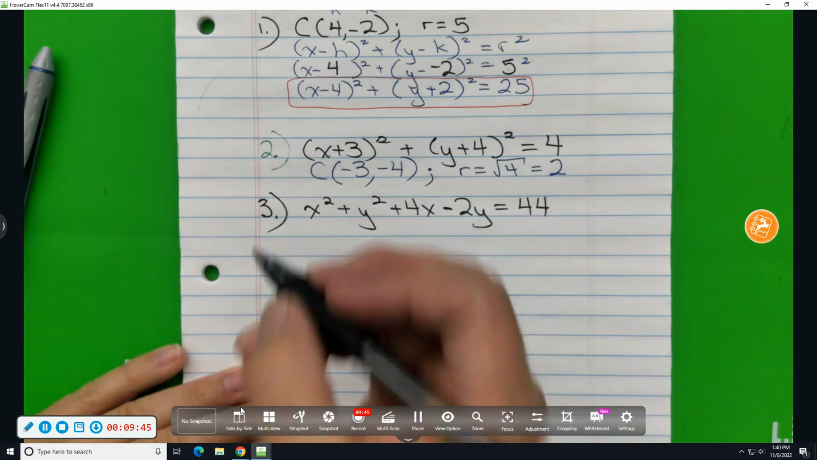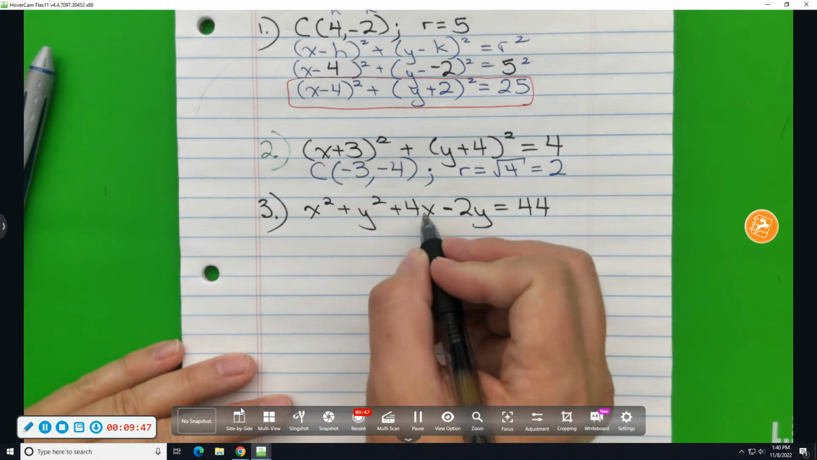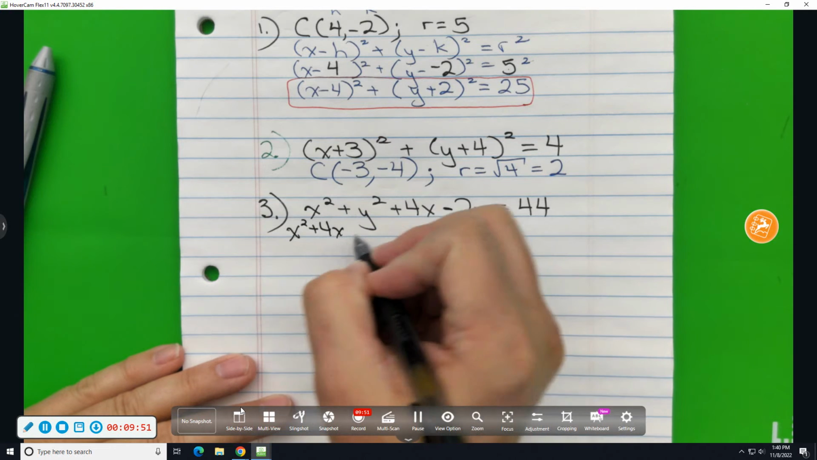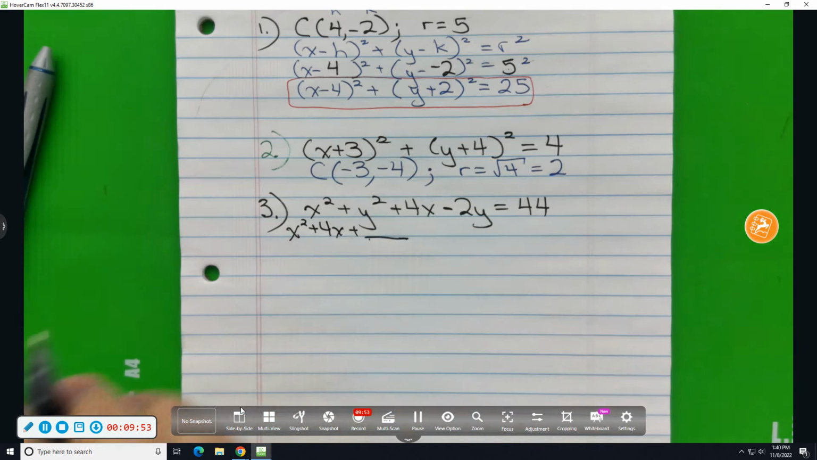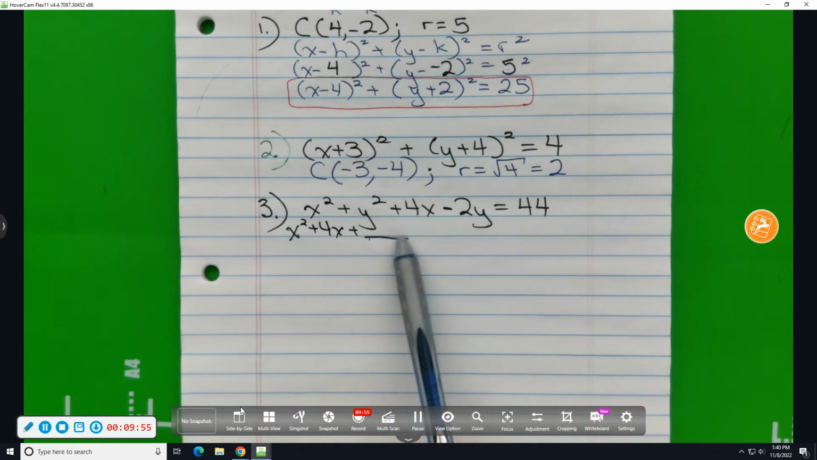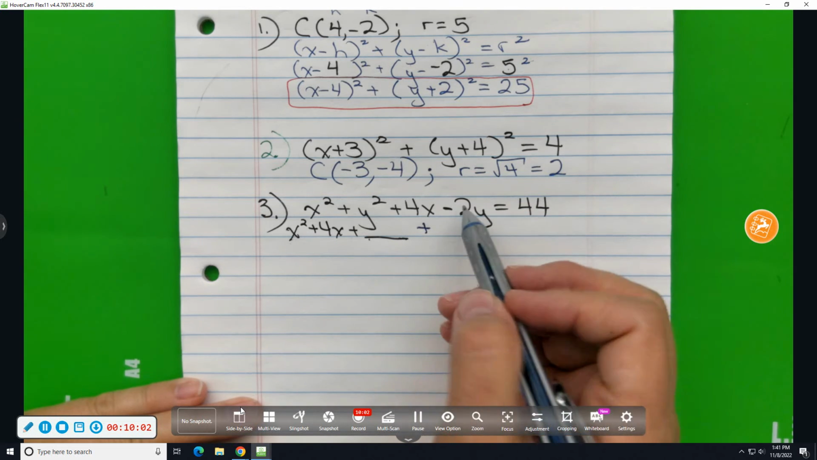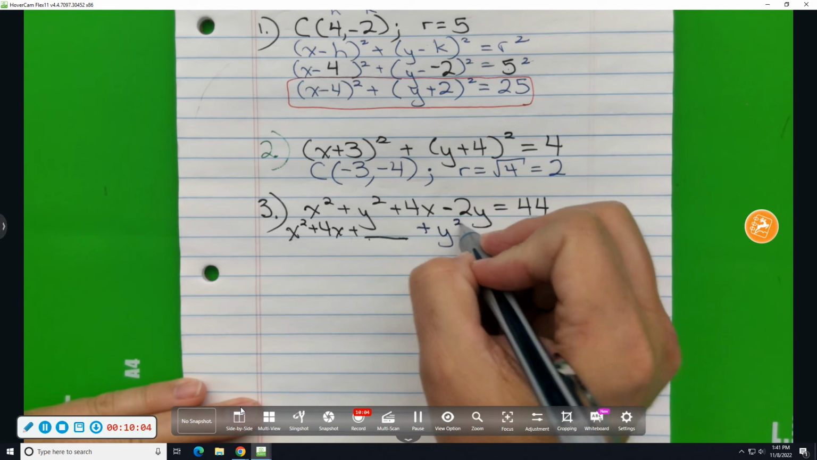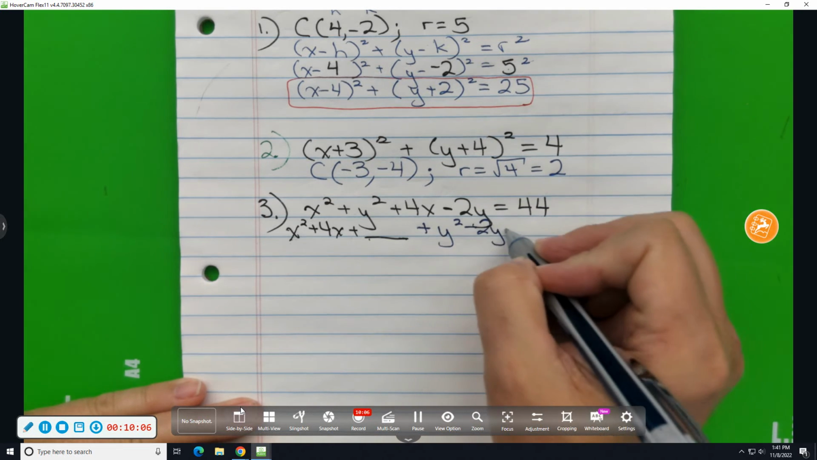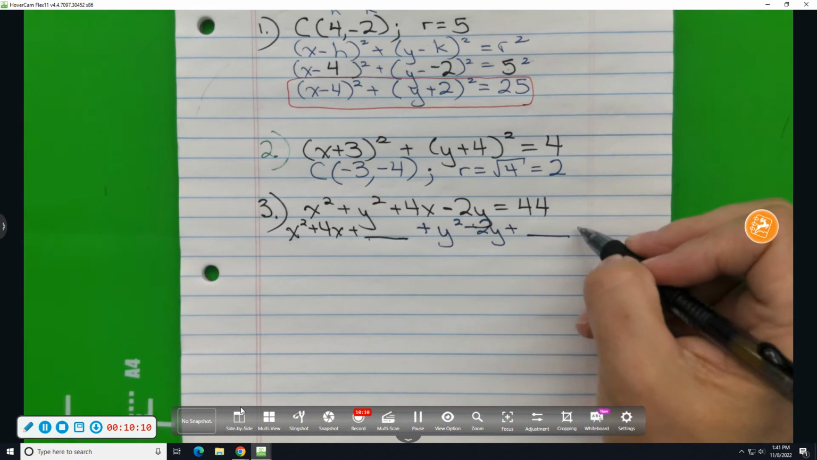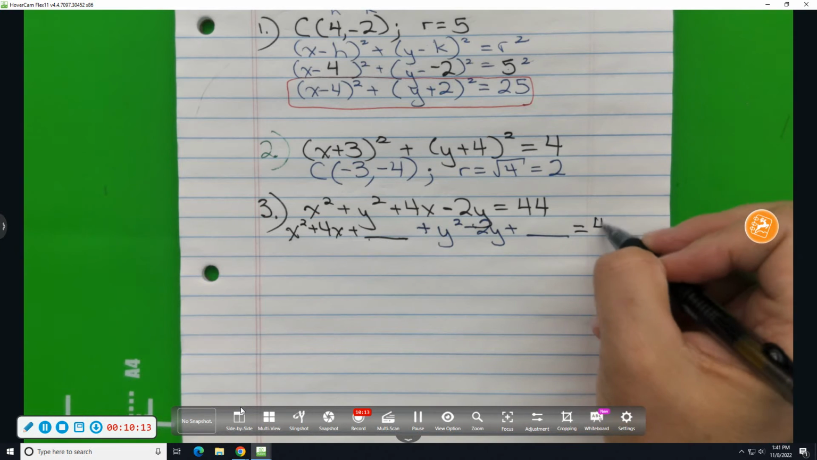Next, I'd group the x terms together. X squared plus 4x plus, I'd skip some space because I'm trying to create a perfect square trinomial. Then I group the y's together. Y squared minus 2y plus, skip some space. I already have a 44 on the right.